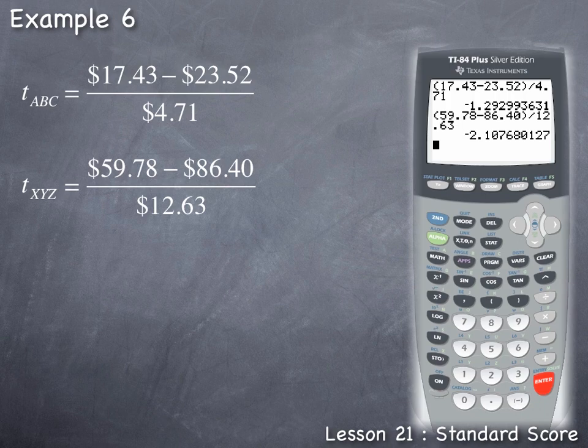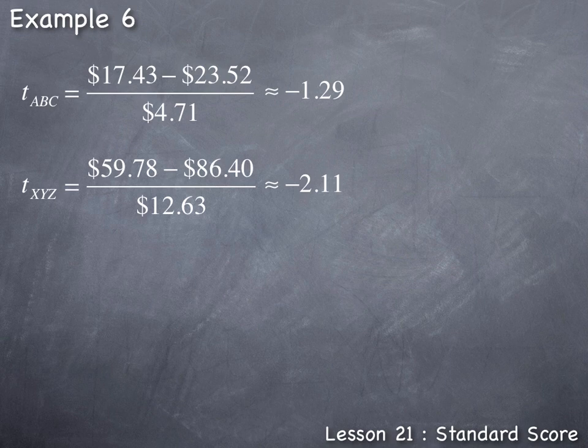So the final result for standard score calculations needs to be rounded off to 2 places after the decimal. So the rounded off standard score for company ABC's current stock price would be negative 1.29. And the standard score for company XYZ's current stock price rounds off to negative 2.11. So now we can compare the results.